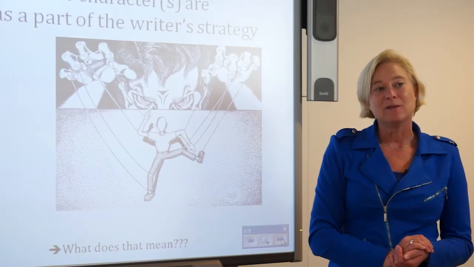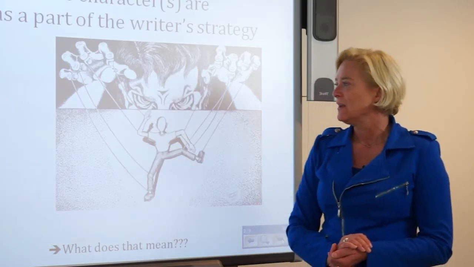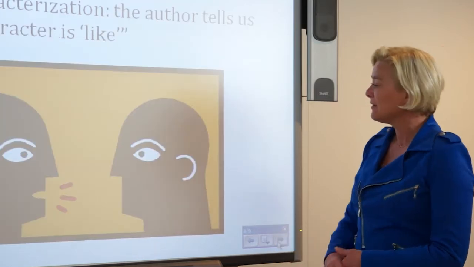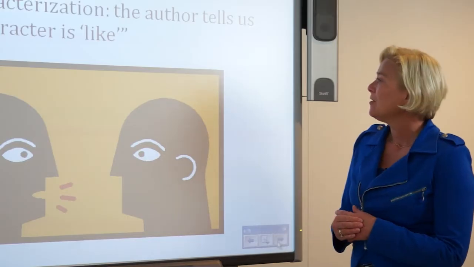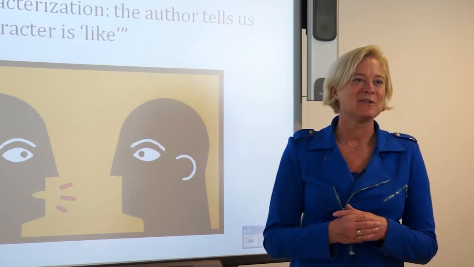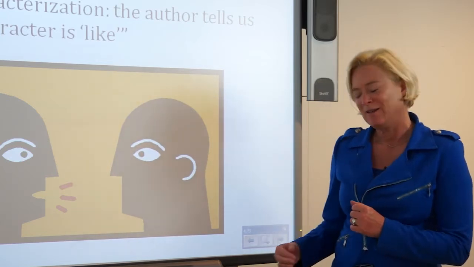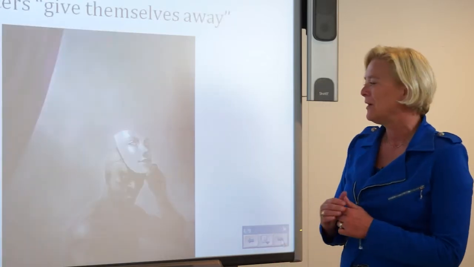What happens in direct characterization is that the author actually tells us what a character is like. An author could say he or she was lazy, or ambitious, or stupid, or maybe even ugly. Indirect characterization, of course, is much more interesting. It's where somehow the character gives him or herself away.